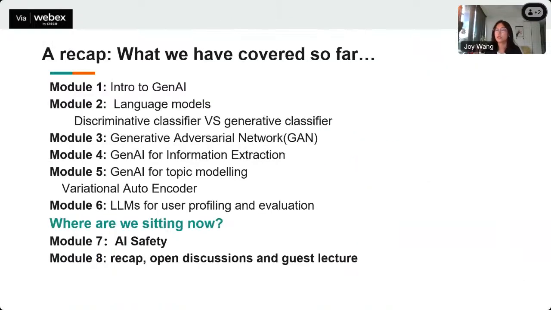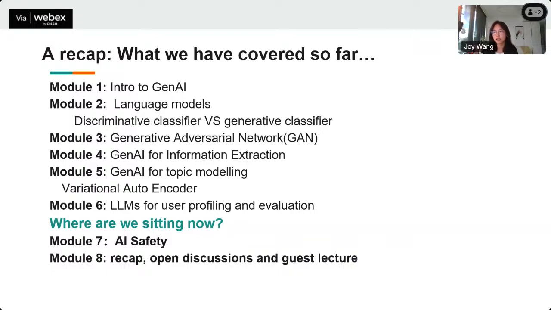So just a recap of what we have covered in this course so far. In module 1, we introduced the general knowledge about Gen AI, and also we learned the language models. We understood the difference between the traditional discriminative classifier and the generative classifier. We also learned a very important architecture in Gen AI called the Generative Adversarial Network, which contains two parts, the generator and the discriminator. And we also learned how we can use Gen AI for information extraction.